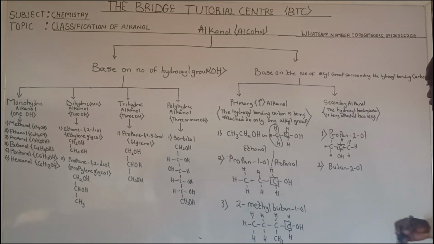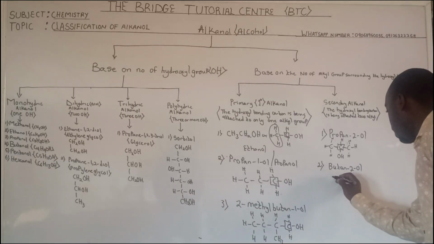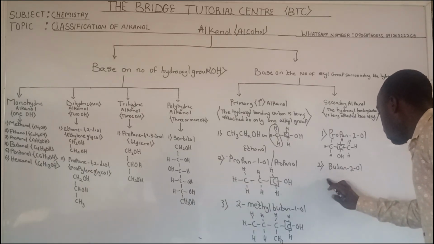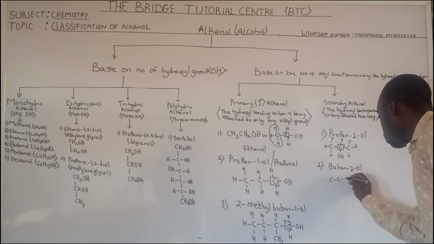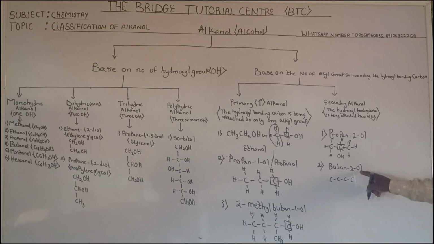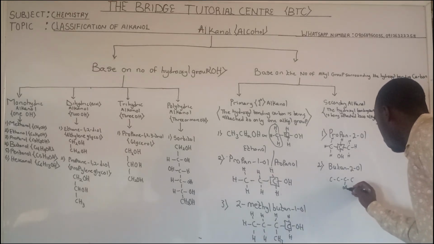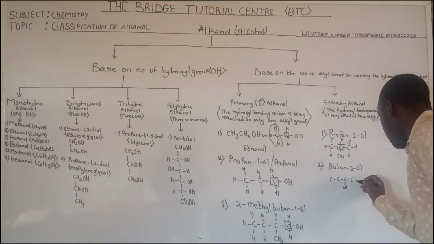Butan-2-ol, like this. Okay, so what's our structural formula? That's 4 carbon, so we have 1, 2, 3, 4. On carbon 2, you have your OH. So let me say this is my carbon 2 and this is my OH. Then you finish the rest of the diagram.